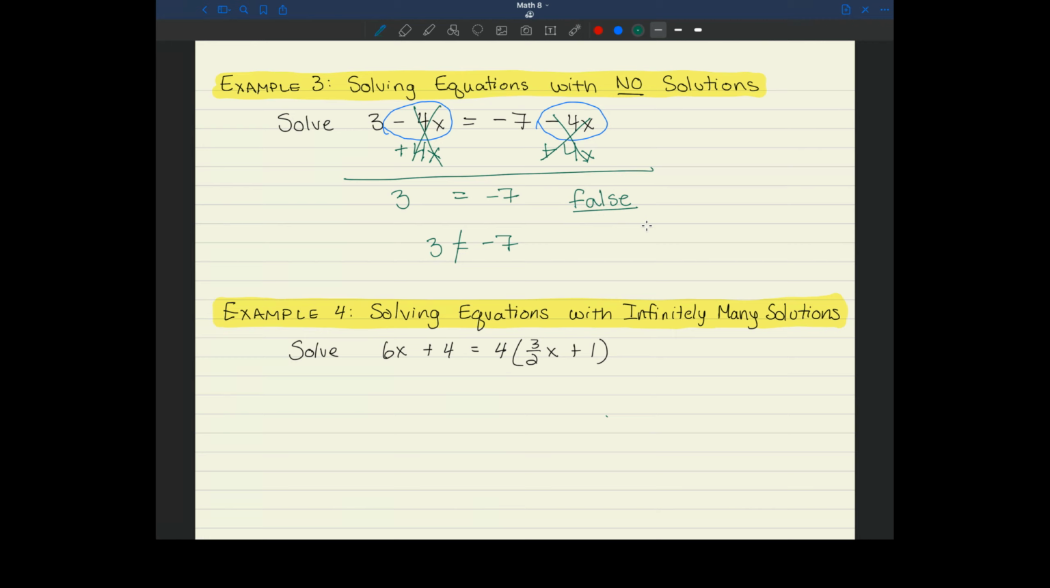When you get a false statement, there are no solutions. There is no value that we can put in for x that is going to make this equation be true. There are no solutions to this problem.